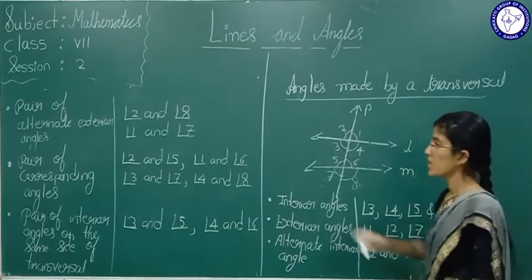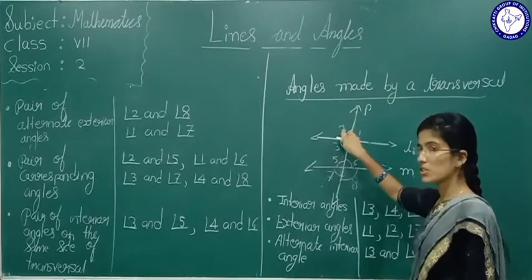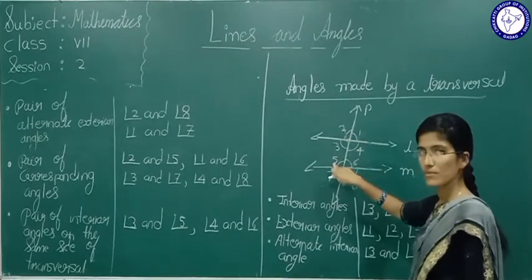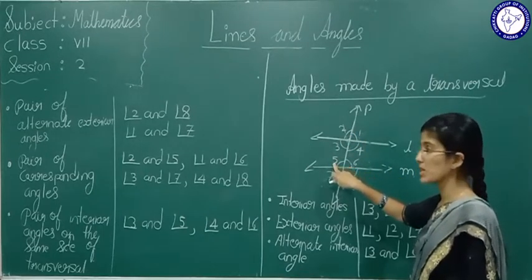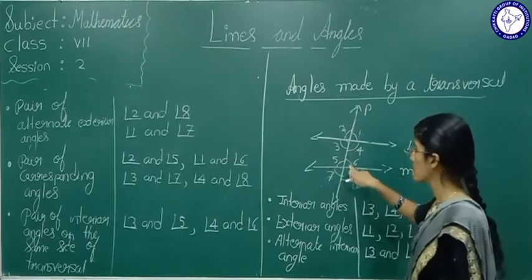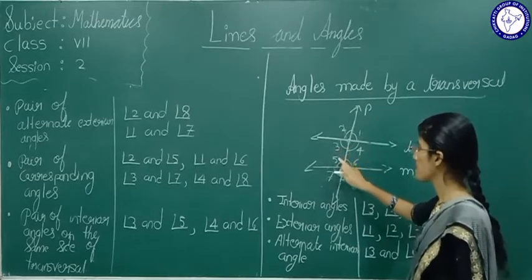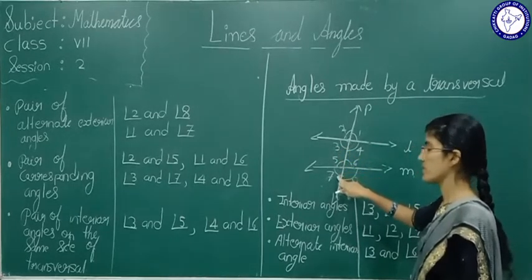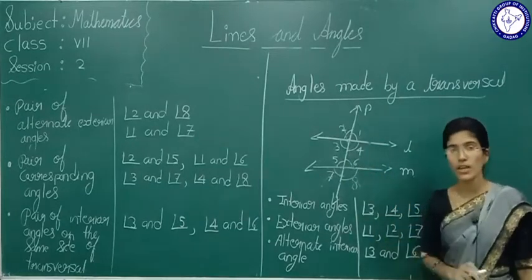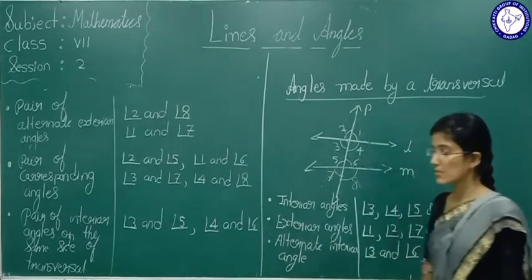Now see here, pairs of corresponding angles. One should be exterior, one should be interior. Angle 2 and angle 5, these are corresponding angles. Again, angle 1 and angle 6, these are the pair of corresponding angles. Angle 3 and angle 7, angle 4 and angle 8. These are corresponding angles.